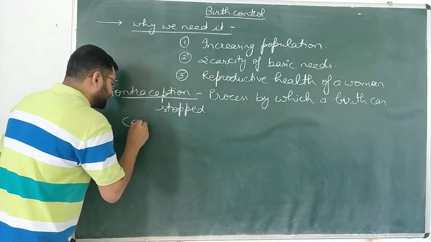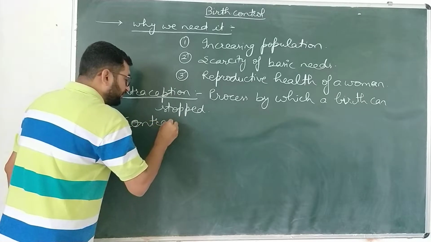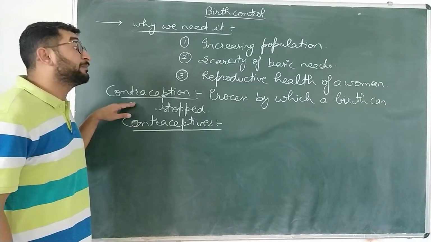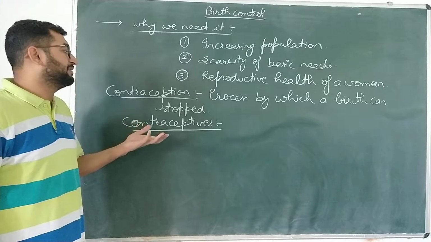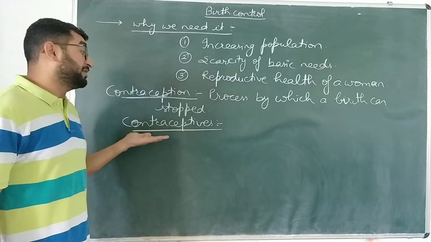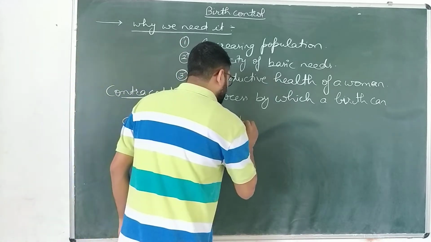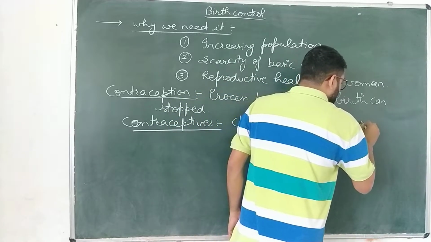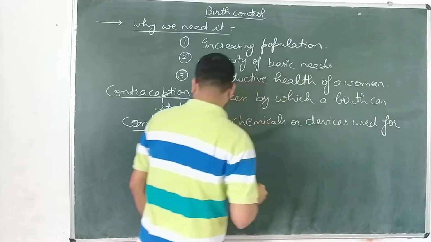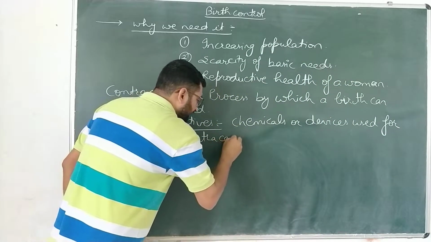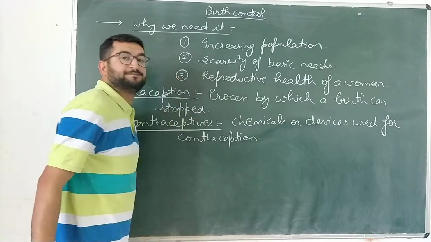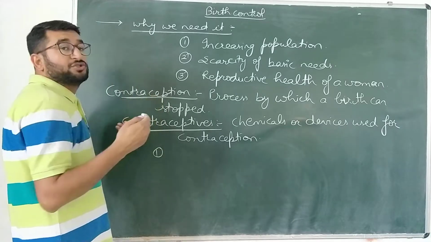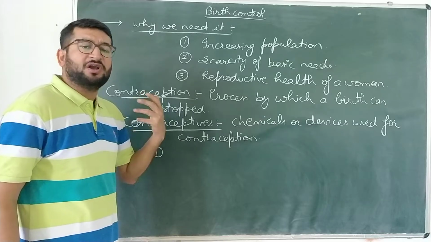The methods, the drugs, the various devices which we use for contraception are known as contraceptives. Contraception is the process by which a birth can be prevented, whereas contraceptives are the chemicals, or you can say drugs, or devices used for contraception. There are in total 4 methods which we'll discuss one by one to stop unwanted pregnancy.